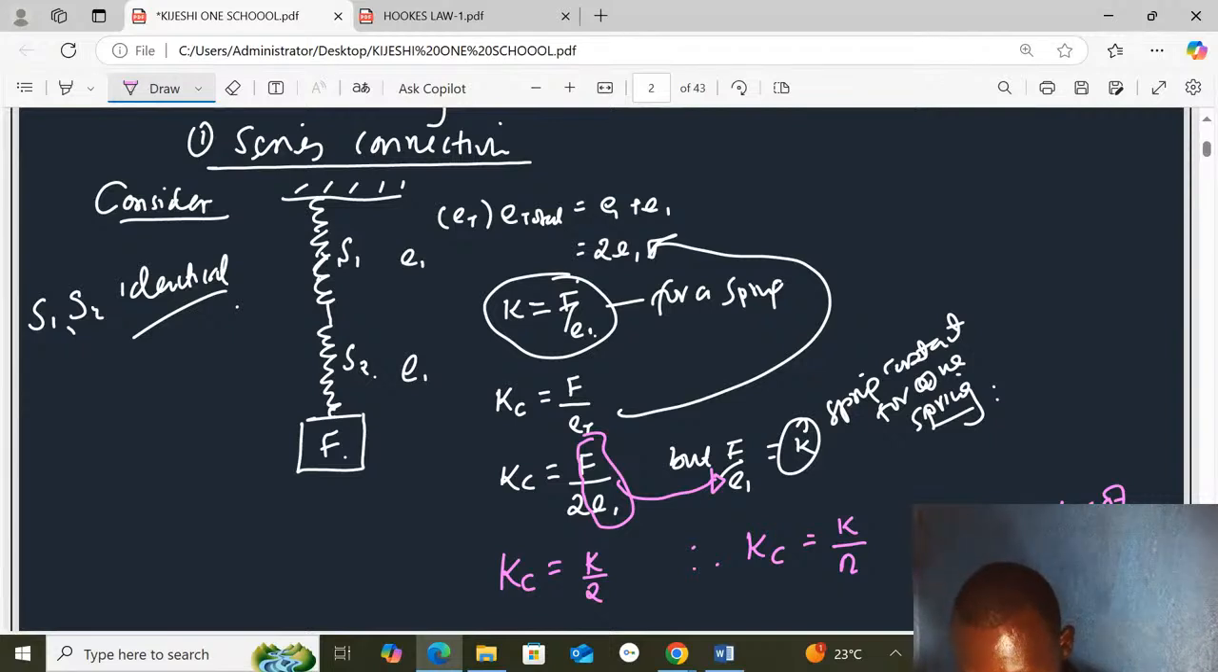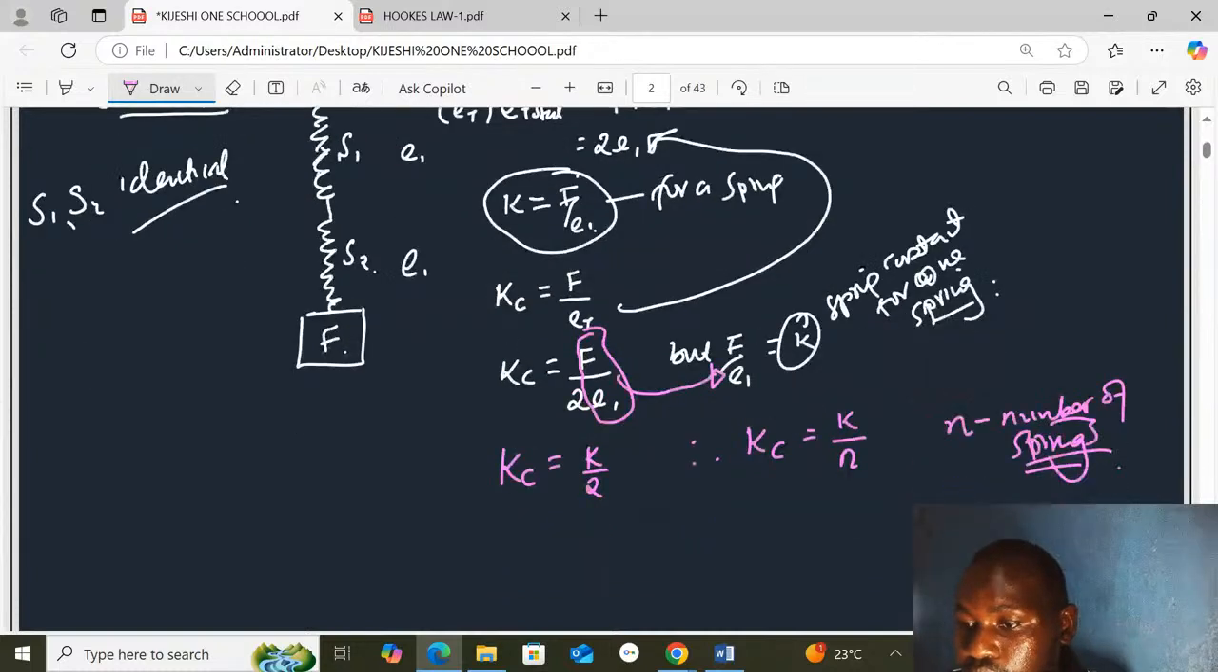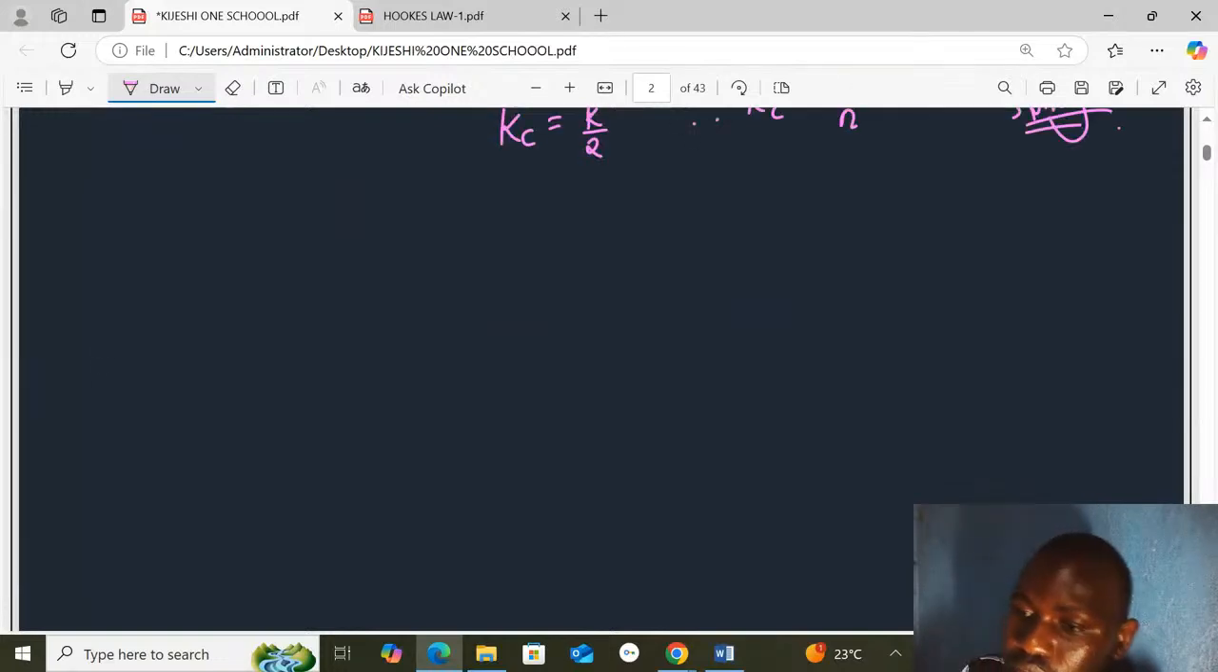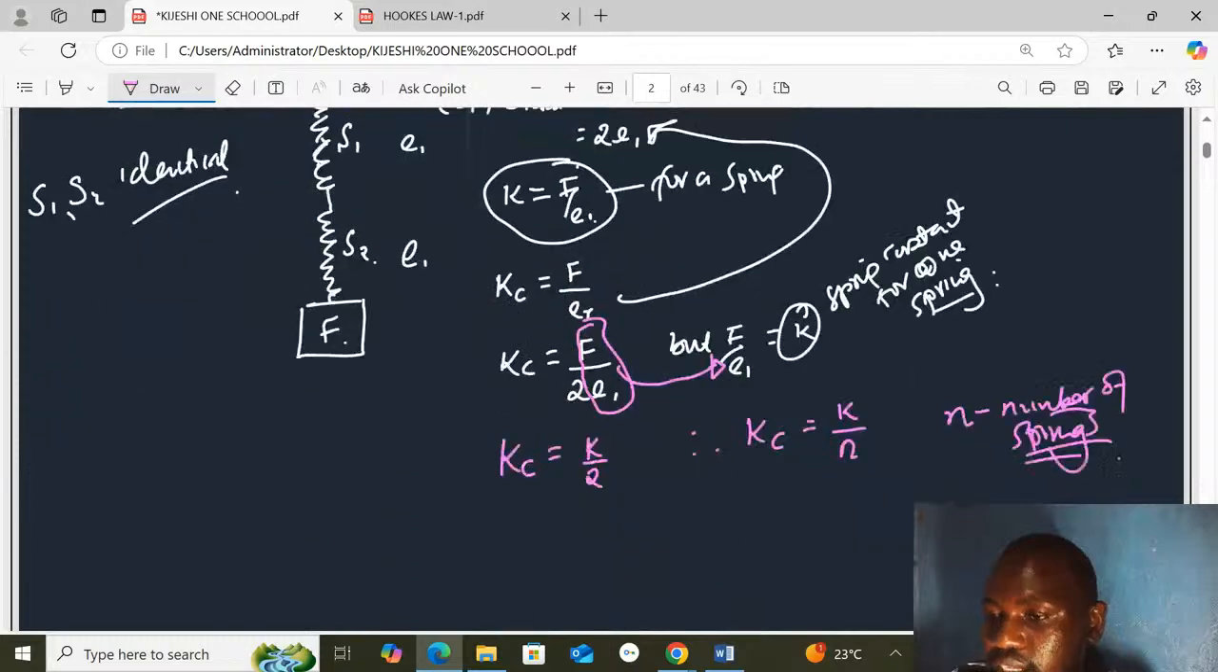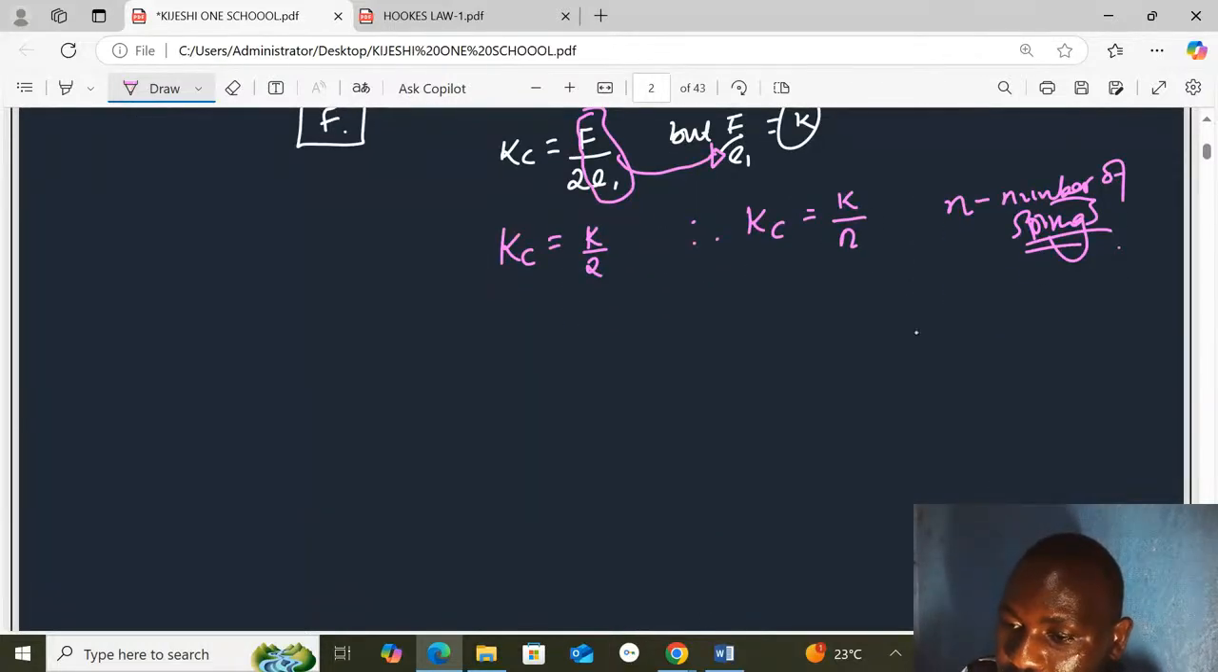Now we may proceed to the second one when we are having in parallel connection. So now we can say, now, in parallel connection.